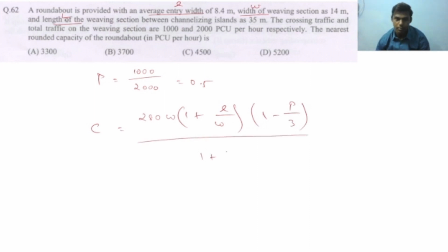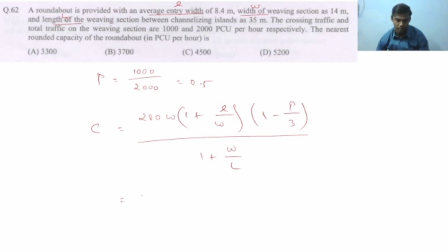So capacity formula we know, that is 280 W into 1 plus E by W into 1 minus P by 3 divided by 1 plus W by L. So all values we have. W, it is width of weaving section, 14 meter, and E average entry width, that is 8.4 meter. So P is the proportion that we have found out as 0.5, and L length of weaving section as 35 meter. So all values are given. So it is a direct substitution.